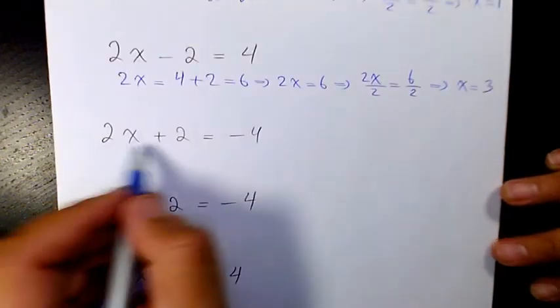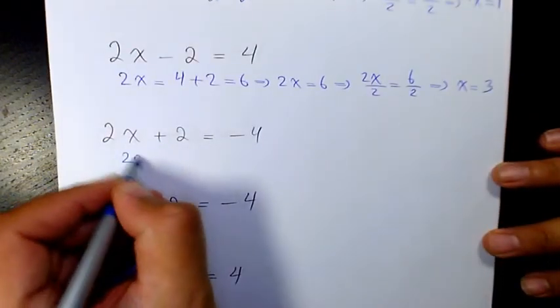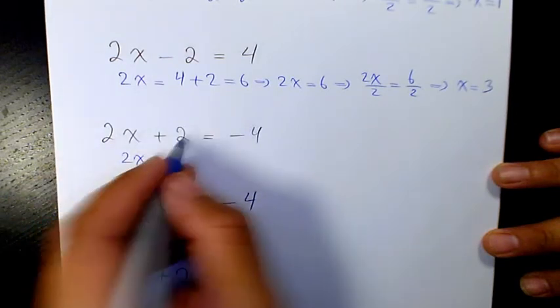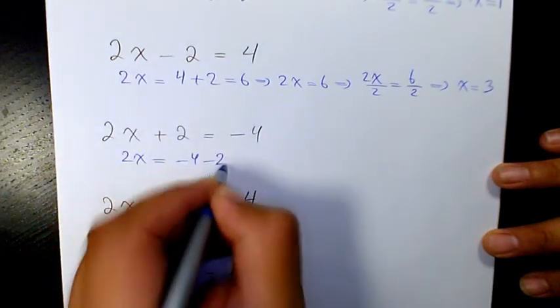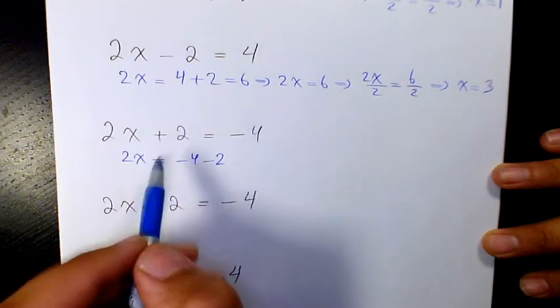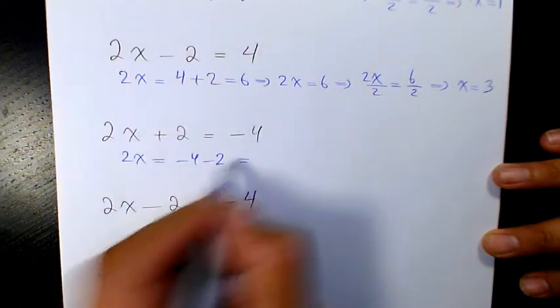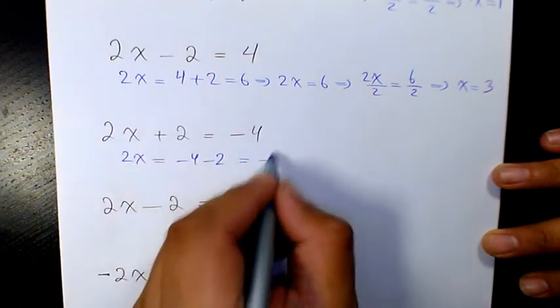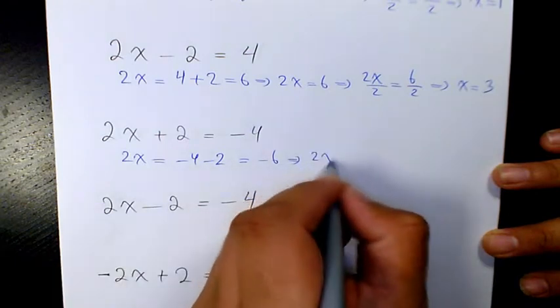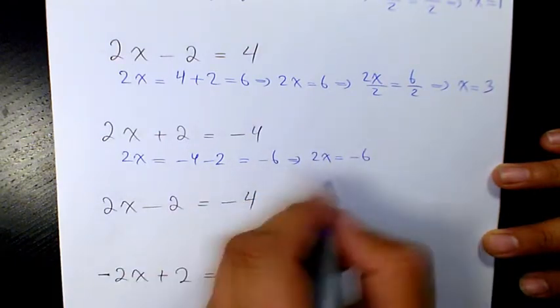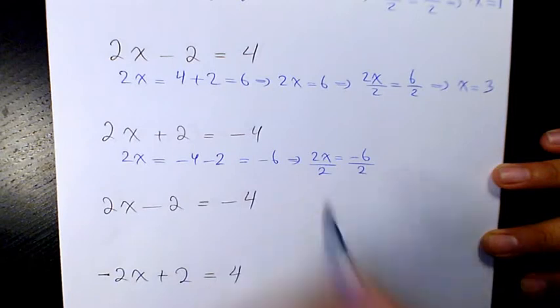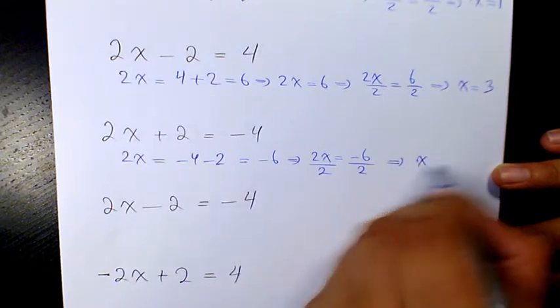Next one, 2x plus 2 equals negative 4. So I keep 2x on the left hand side and I move 2 to the other side. It's going to be negative 4 minus 2, because positive 2, when you move it to the right hand side, is going to be negative 2. So negative 4 and negative 2 is going to be negative 6. So 2x will be equal to negative 6. And I need to divide both sides by 2. So we have x equals negative 3.